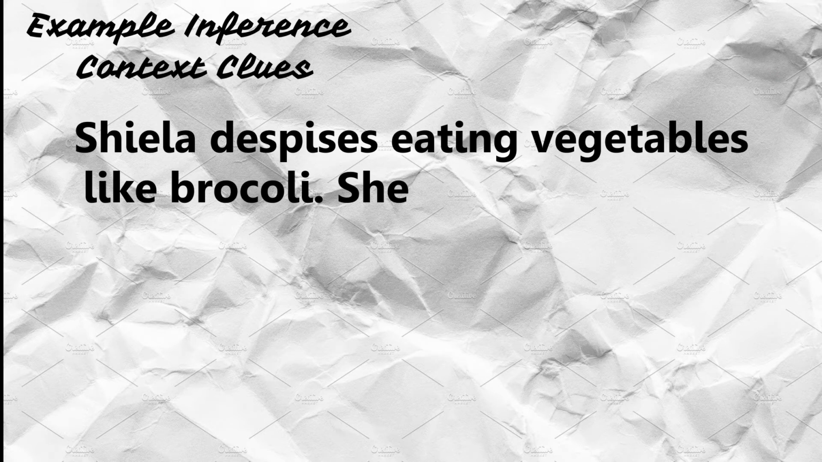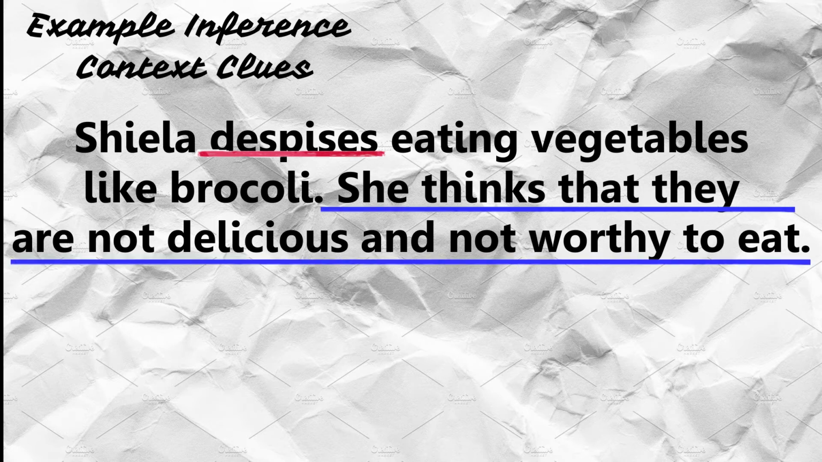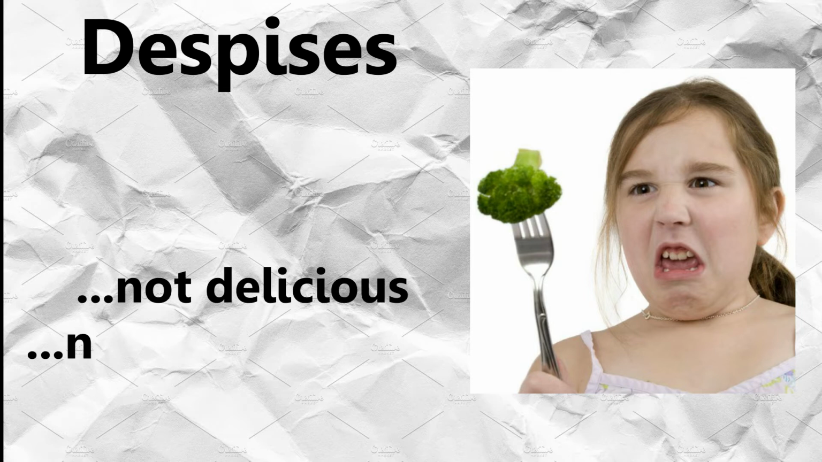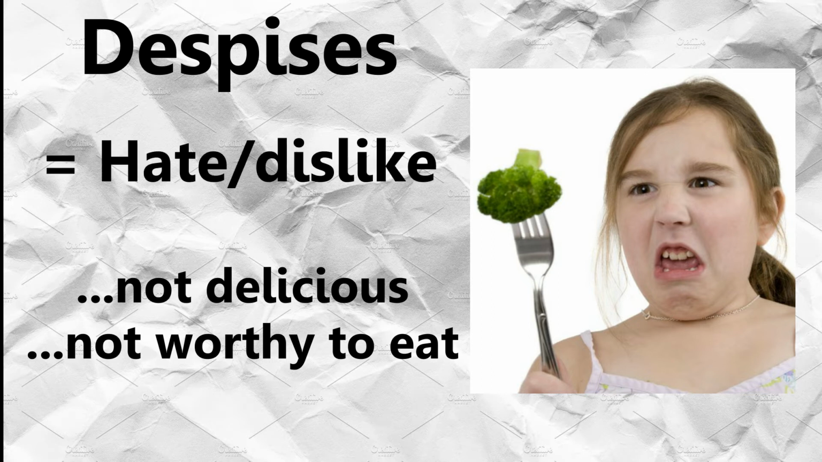For the next example, we have Sheila despises eating vegetables like broccoli. She thinks that they are not delicious and not worthy to eat. In this sentence, we have the underlined word despises. Remember, when you can't find the clues in the sentence where the underlined word is, look for the next sentence. Your clues for the word despises are not delicious and not worthy to eat. Will you eat something not delicious? Or will you even like it? So when you don't like a thing, you hate it.